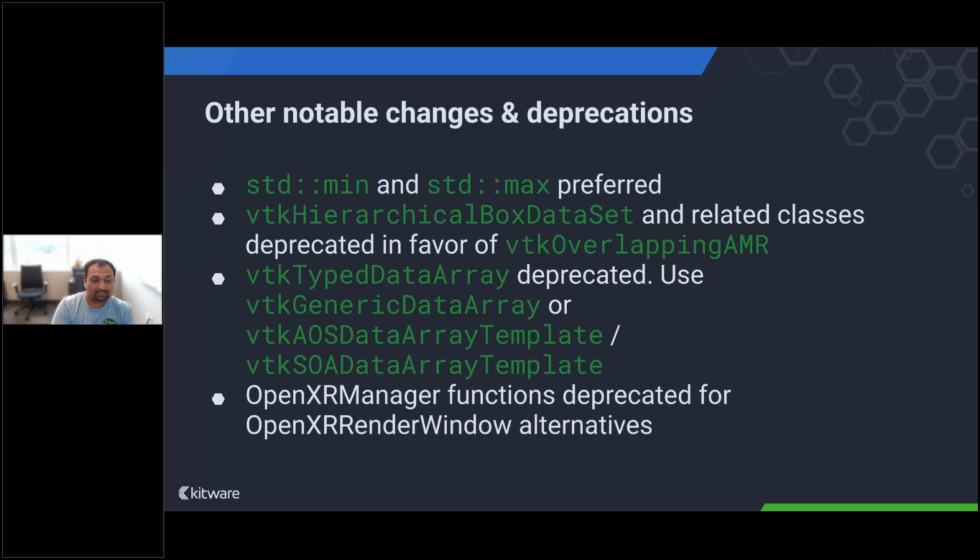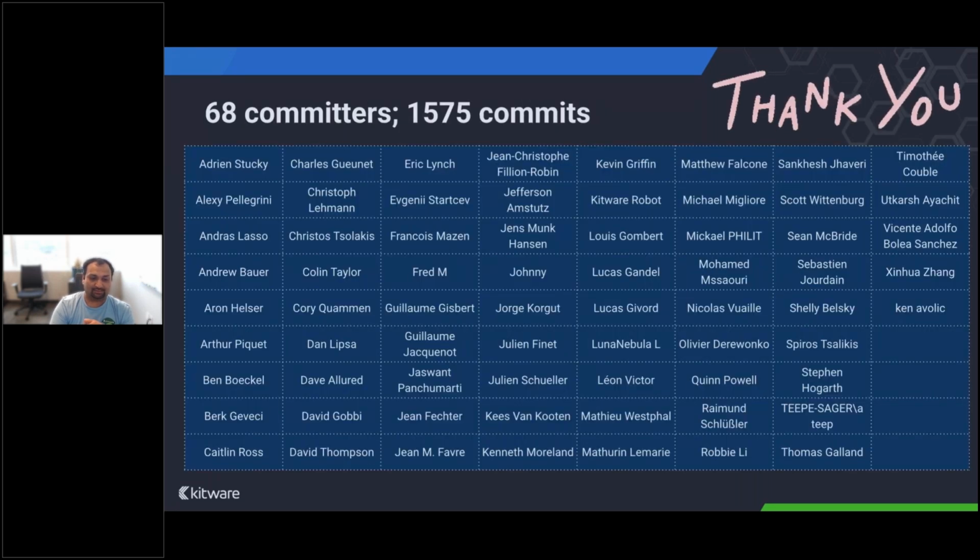There is the VTK typed data array, which is a template class for doing general VTK data array access kind of things. That has since been deprecated in favor of the more mature VTK generic data array, which introduces data array type agnostic capabilities like set value and get value APIs. And then some of the OpenXR manager functions have been deprecated because there are functions already existing on the OpenXR render window. So that was more of a cleanup side of things.